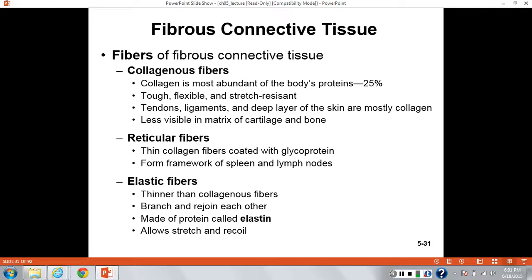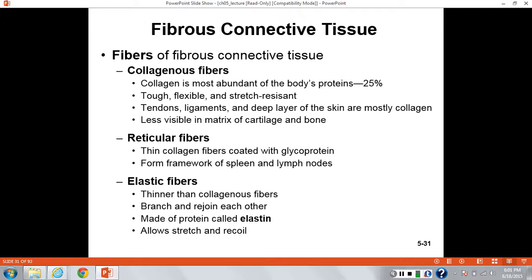Collagen, connective tissue. Again, tendons we talked about, ligaments. They are flexible, stretch resistant, they can be elastic, they got recoil capabilities, they can stretch and then recoil back.